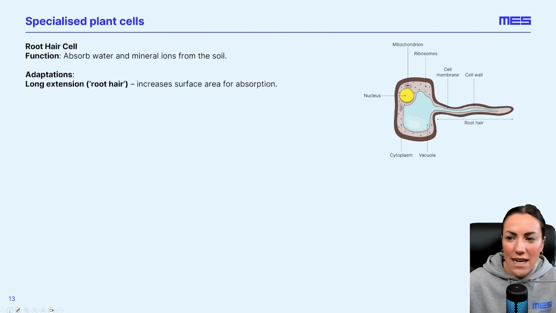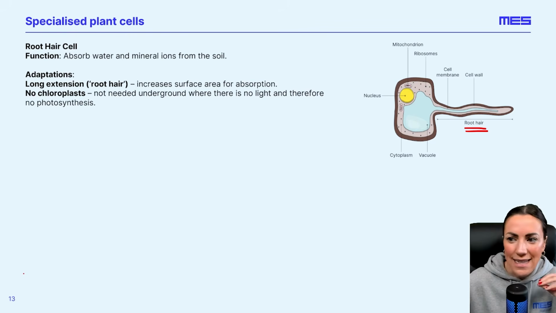So in terms of adaptations, they have what we describe as a root hair. Now this is a long extension. You can see the cytoplasm and the cell membrane and the cell wall extends in this portion called the root hair. That's obviously, again, about increasing the surface area, because the bigger the surface area, the more absorption, whether that be of water or mineral ions, can take place.